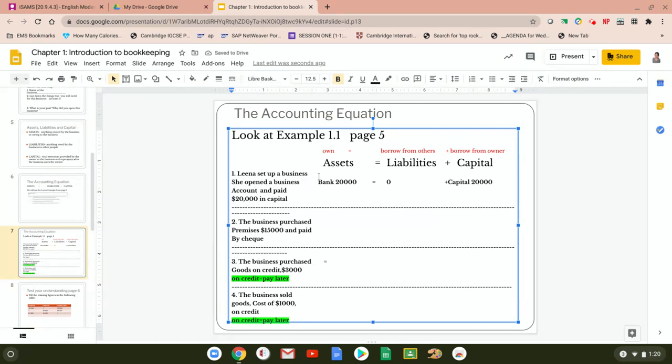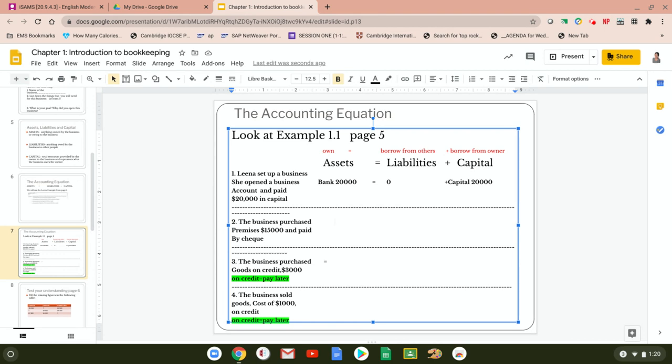Now you look closely at the left side and look closely at the right side, then you will see that they are both equal. The equation is equal. Assets is equal to liabilities plus capital. All right, we go to the next one now. The business purchased premises 15,000 and paid by check. Of course, if you start your own business, you will now start buying goods, finding a place for you to put your shop.